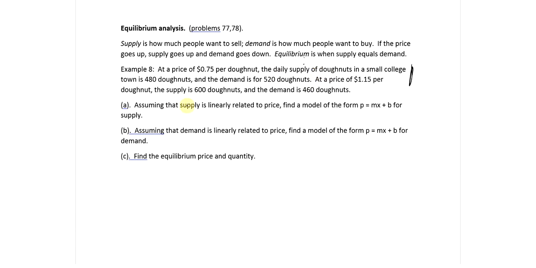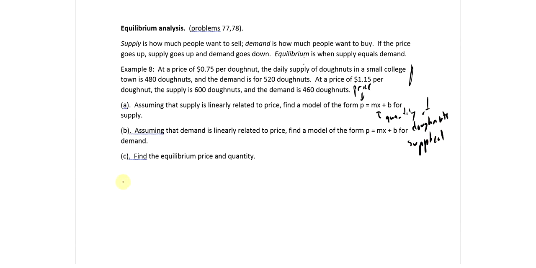So, assuming that supply is linearly related to price, find a model of the form P equals mx plus b for supply. Here, P is your price, X is quantity of donuts supplied. Right? That's the supply side equation.